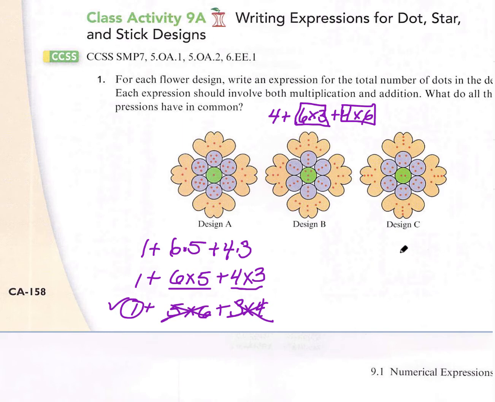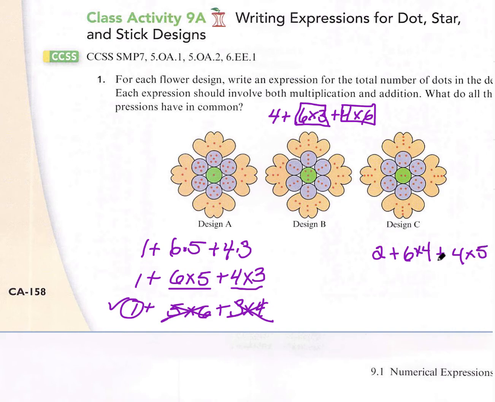All right, so let's look at design C. We still have 2 in the center. Then we have 6 purple dots with 4 dots in each one. And then we have 4 petals with 5 dots in each one.